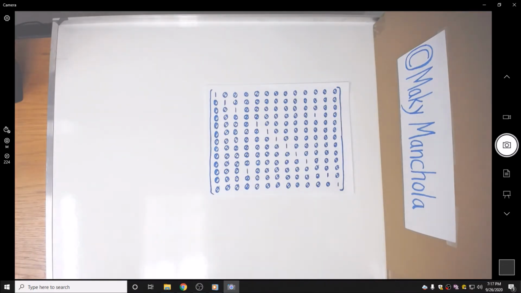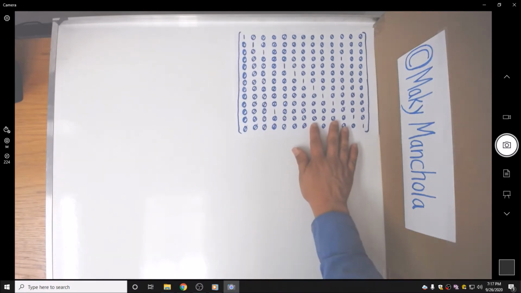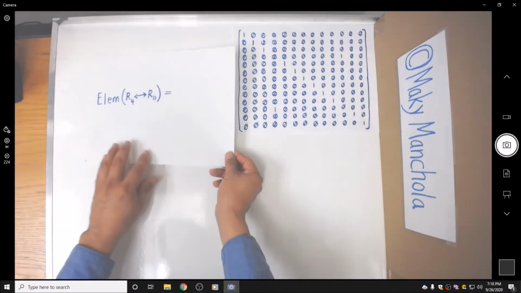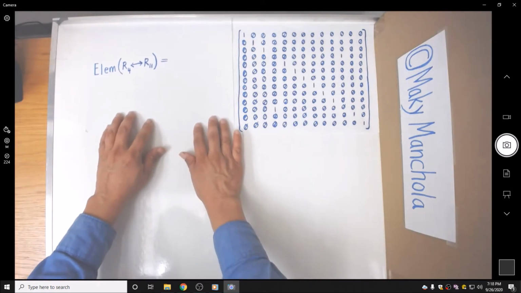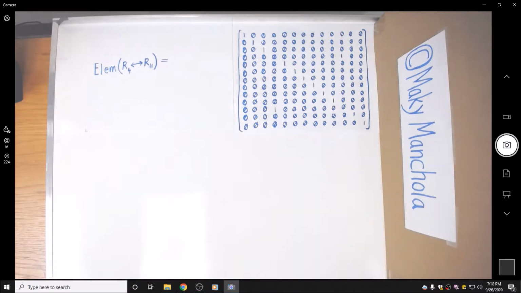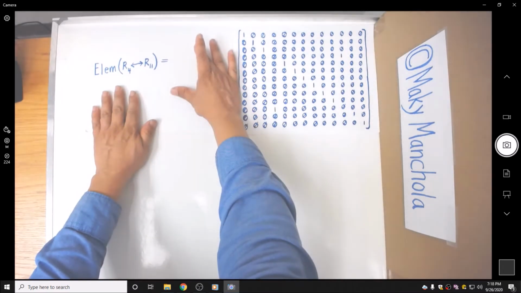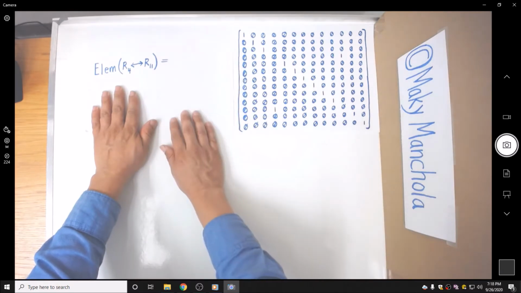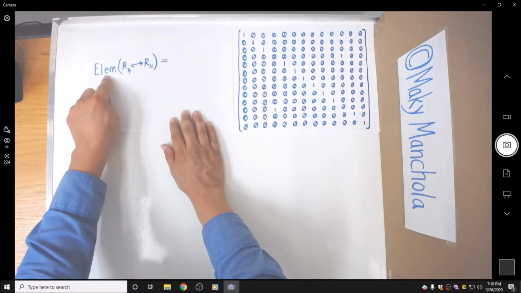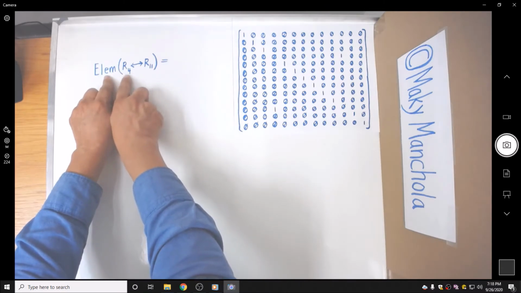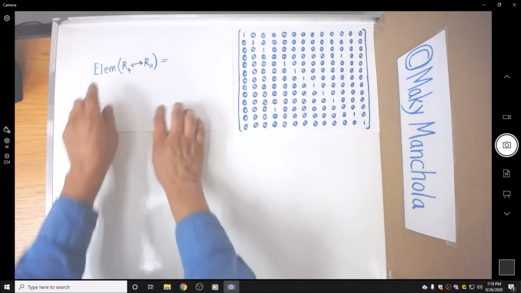How about we describe it as follows? It is the 13 by 13 elementary matrix obtained by interchanging the 4th and 11th rows of I. This notation does the job. This is the 13 by 13 elementary matrix obtained by interchanging the 4th and 11th rows of I.